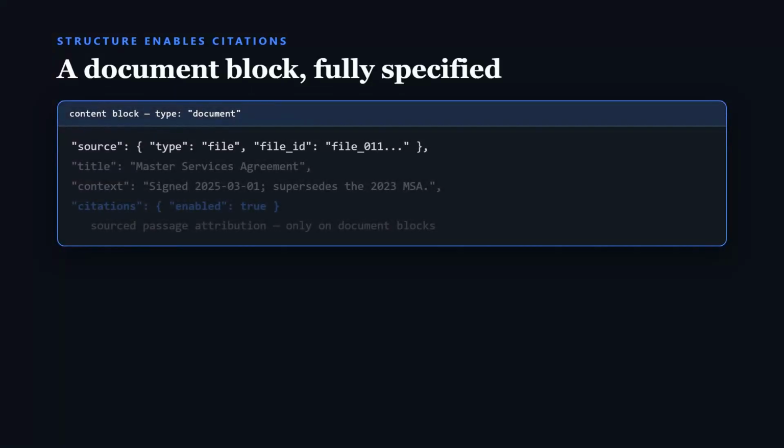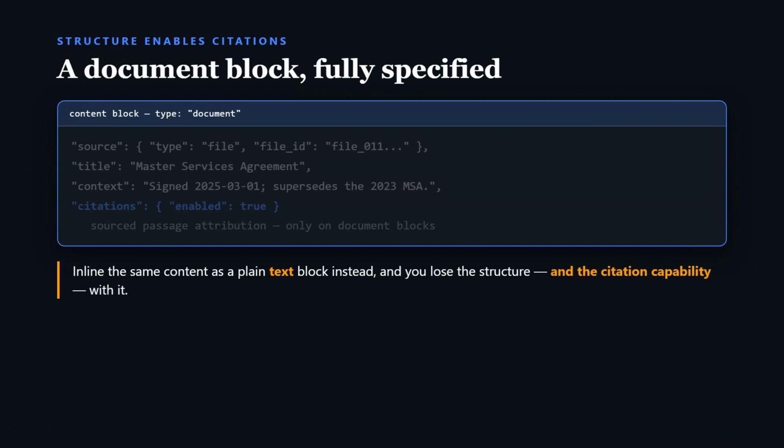Citations only work because a document block is structured, the API can actually index into it. Reference the file by ID, give it a title and context so Claude knows what it's looking at, and set citations enabled to let Claude cite specific passages with source attribution. Paste that exact same content in as a plain text block instead, and you lose the structure the API needs, and the citation capability goes with it.